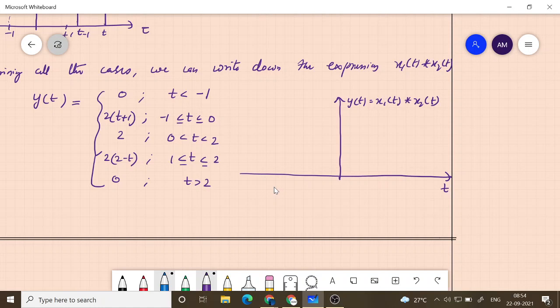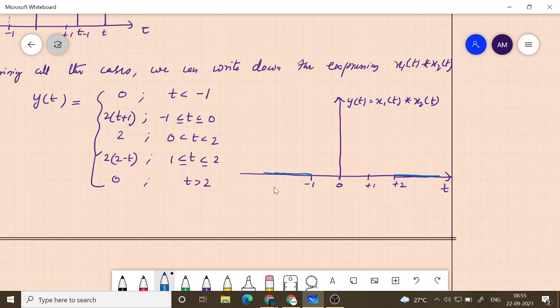So less than minus 1, let's denote, this is minus 1, this is 0, this is plus 1, and this is plus 2. So beyond plus 2 it is 0. Beyond minus 1 also it is 0. The function doesn't have any value.